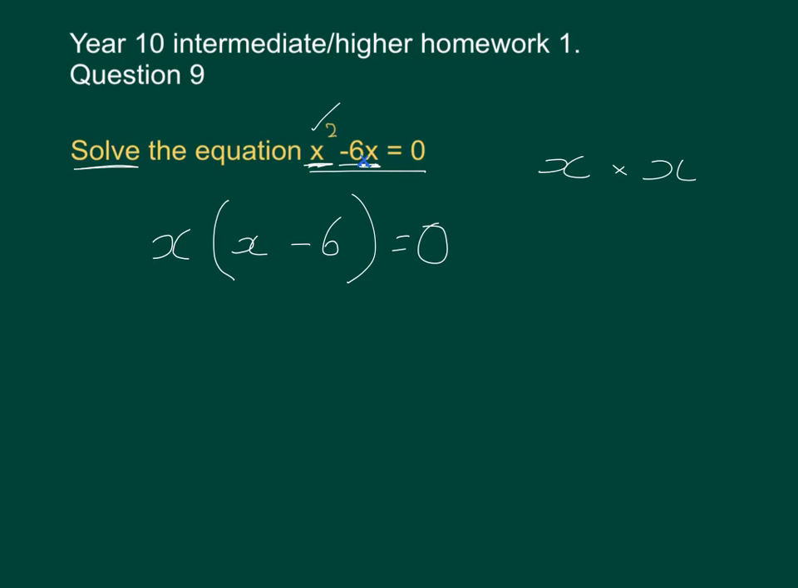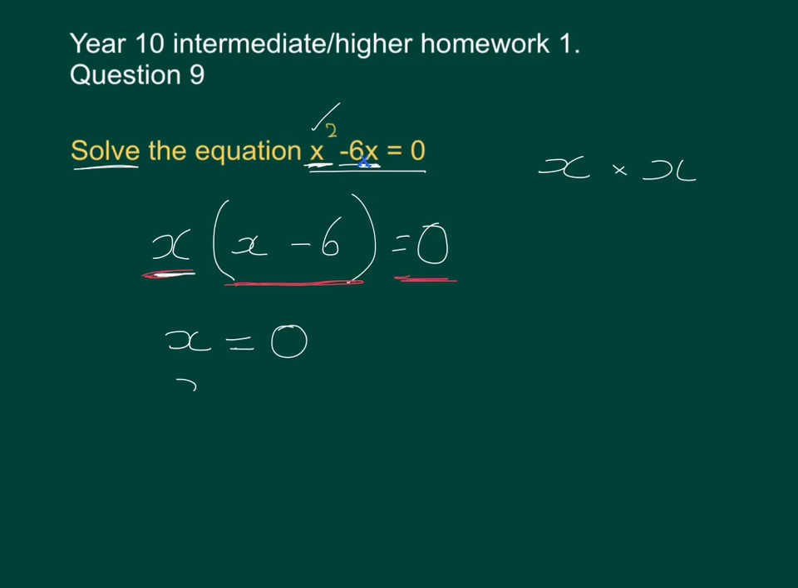Look here. We want an answer of 0. We want it to equal 0. So that means either this bit here or this bit here must equal 0. Because, of course, the brackets means times. So we're timesing this with that. So one or the other must equal 0. Well, what does that mean? That means that x, this bit here, must equal 0.